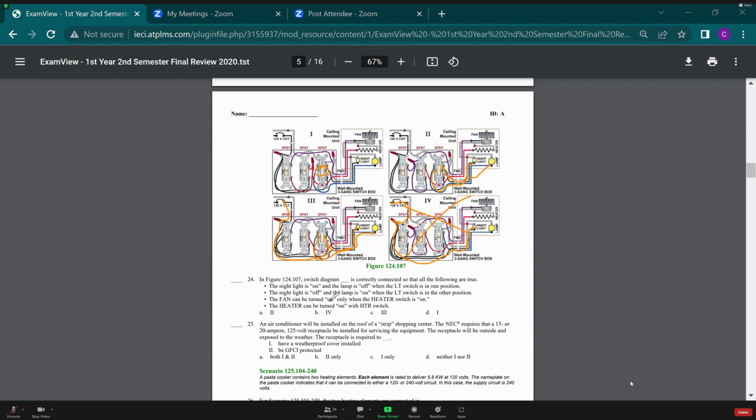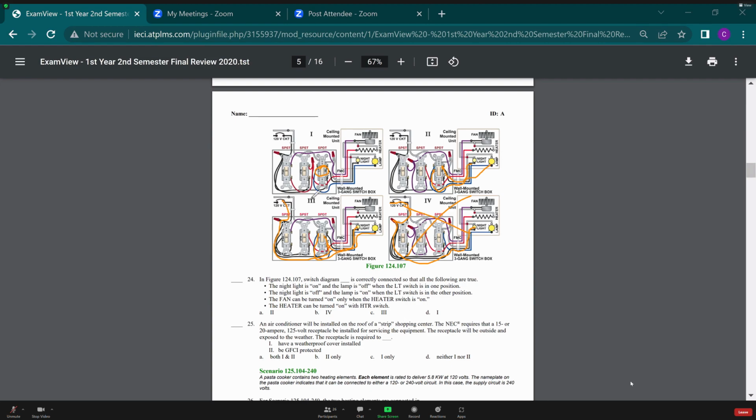The fan can be turned on only when the heater switch is on. Fan can be turned on only when the heater switch is turned on. That means that that fan is dependent on the heater being on. If the fan is dependent on the heater being on, then the heater switch, that load side, should be hooked up to the fan switch.